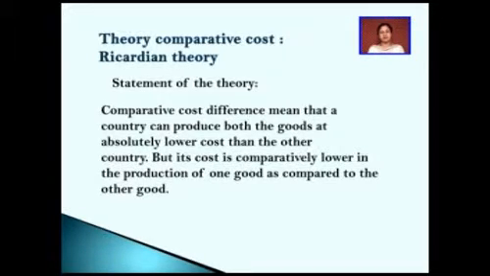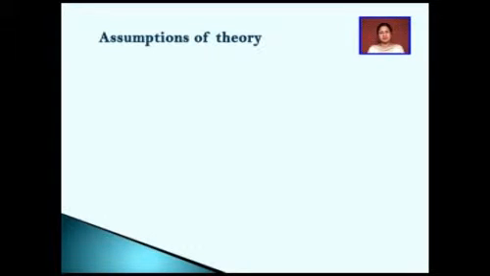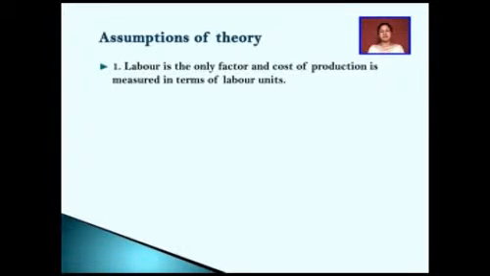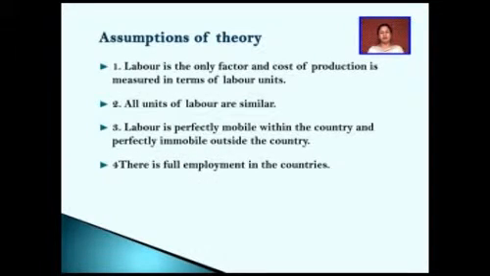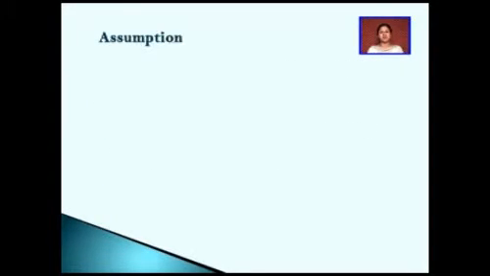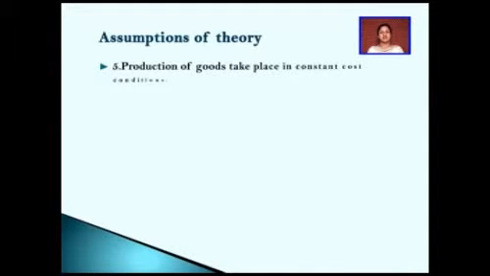This theory is based on certain assumptions or necessary conditions. First, labor is the only factor, and the cost of production is measured in terms of labor units. Second, all the units of labor are similar or homogeneous. Third, labor is perfectly mobile within the country and perfectly immobile outside the country. The next thing, there is full employment in the countries. Production of goods takes place under constant conditions.